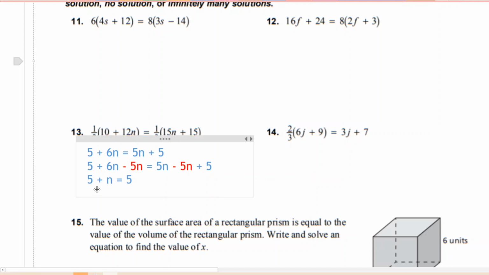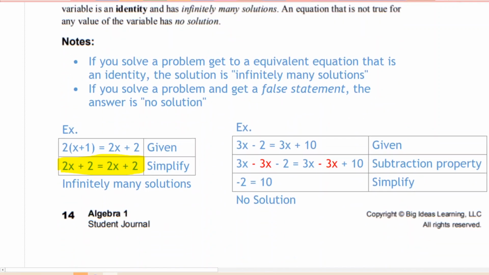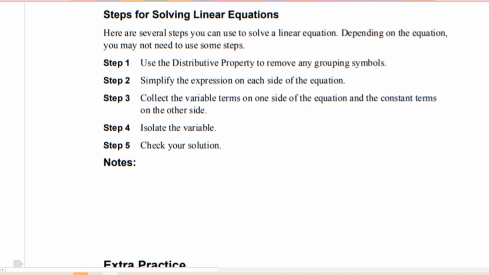Then I'm going to take this 5 here, and I'm going to subtract it from both sides so I can solve for n. And that gets me n is equal to 0. So there's a solution to this. So there is one solution. Okay. Remember what it looks like if there is no solution, and remember what it looks like if there is infinitely many solutions. That's in our notes up here. What it looks like if you have no solution, and what it looks like if you have infinitely many solutions.